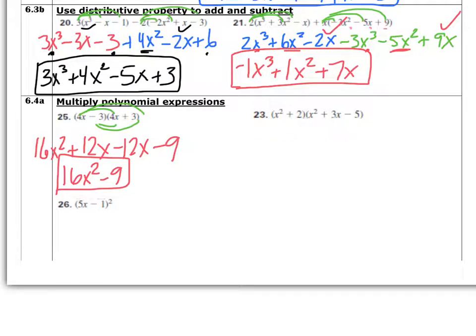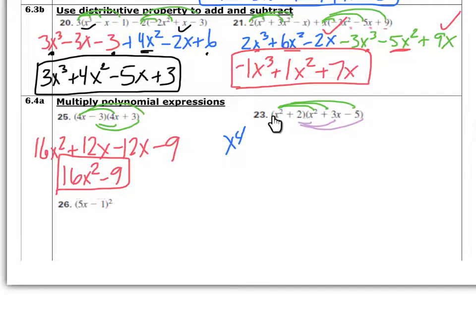Now number 23, we have to multiply a binomial by a trinomial. What we need to do is just make sure that this x squared touches all three of those, and then we need to come back and make sure that the 2 touches all three of those. So we have 6 sets of multiplication. Let's get started, and let's just do x squared times x squared. That's going to be x to the fourth.